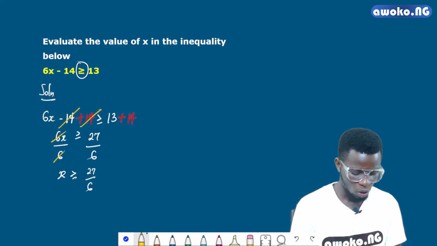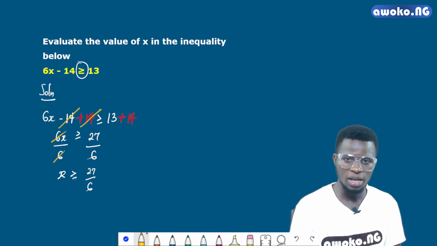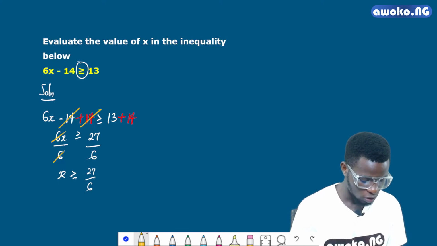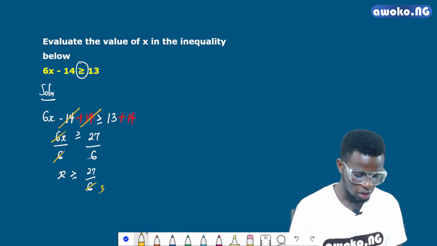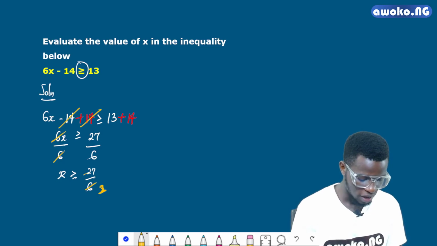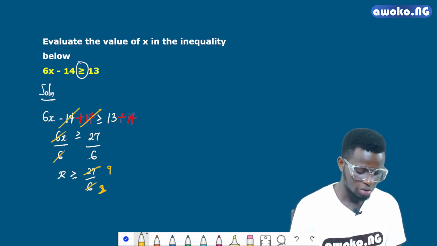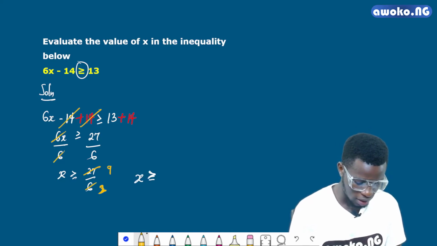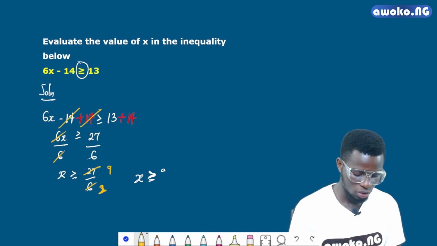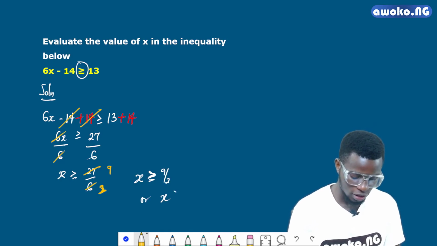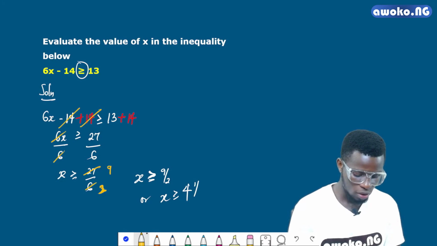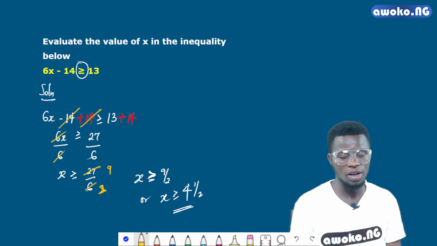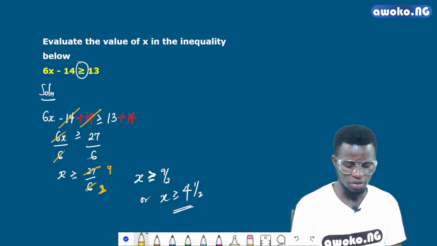Can we solve this further? Of course we can, by dividing through by a common factor, which is 3. So divide this by 3, it will give us 2. And if I divide this by 3, it will give us 9. 9 times 3 is 27, and 3 times 2 is 6. I am left with the value of x: x is greater than or equal to 9 over 2, or x is greater than or equal to 4 whole number 1 over 2. That is our final answer. Is that okay? This is very simple.